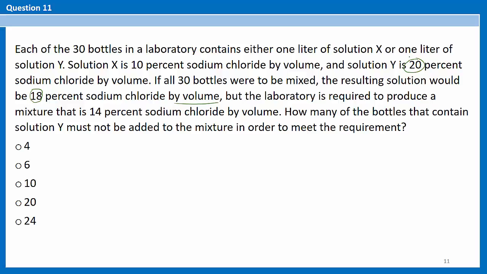Okay. Then it says, but the laboratory is required to produce a mixture that is 14% sodium chloride by volume. Now, if the number of bottles of solution X and solution Y are the same, then the concentration of sodium chloride in the mixture would be exactly the middle, 15%. And they require that it be 14%. Therefore, you need the bottles of solution X to be more than the bottles of solution Y, because you want the concentration to go more towards 10 than towards 20. Now the question is, how many of the bottles that contain solution Y must not be added to the mixture in order to meet the requirement?